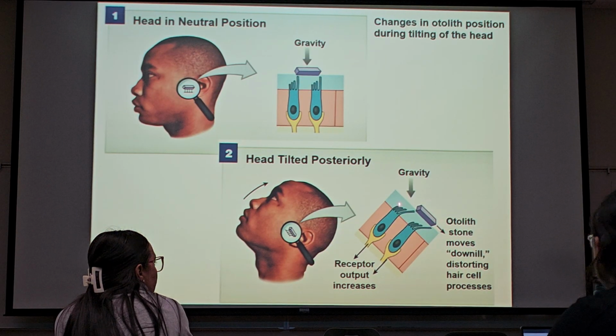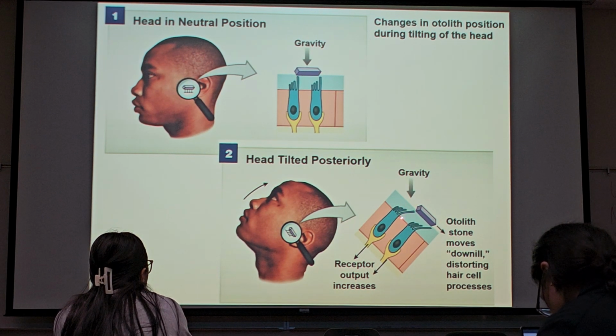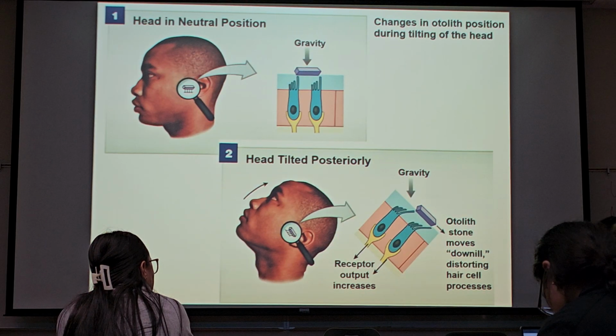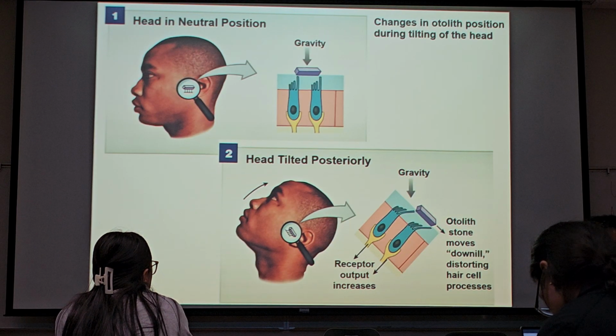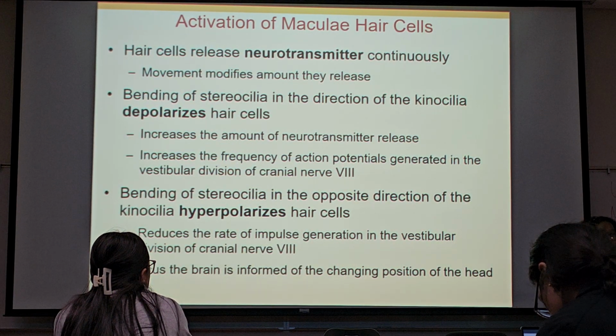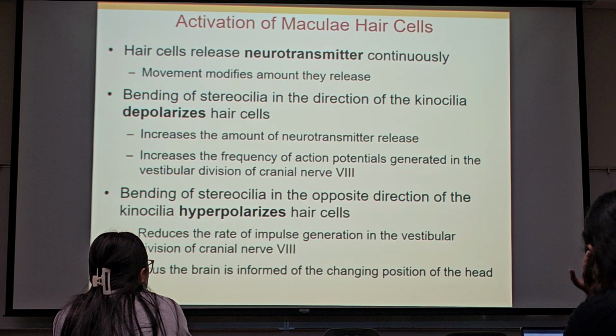When that otolith membrane presses down on these sensory receptors, the stereocilia and the kinocilium, and they get disturbed by the movement of the otolith membrane, they generate an electrical impulse. And then those hair cells, from which the kinocilium and stereocilium are coming off the top of, they're attached to, are going to release neurotransmitter.